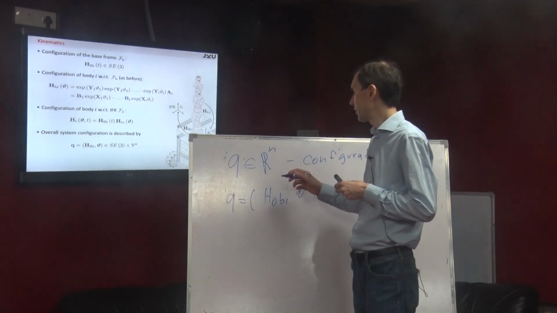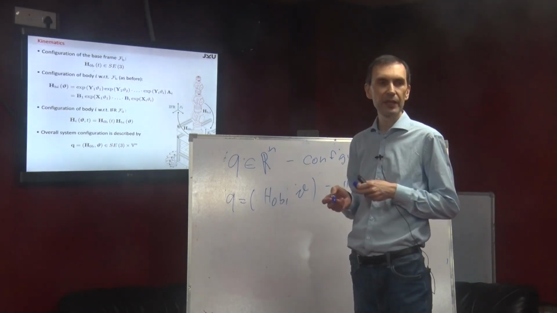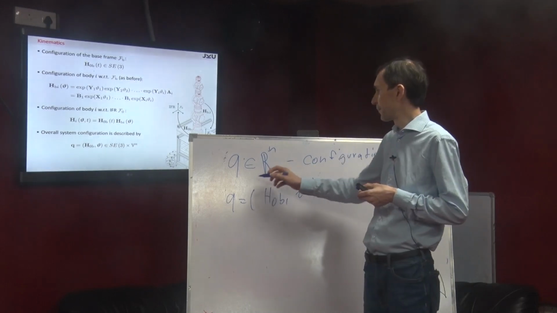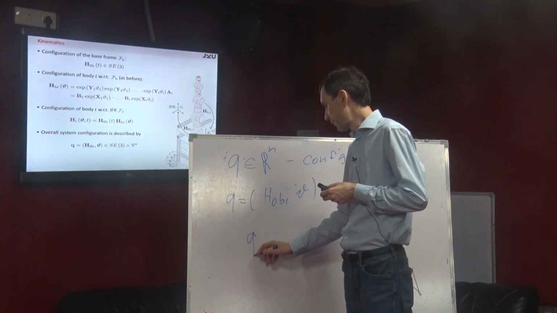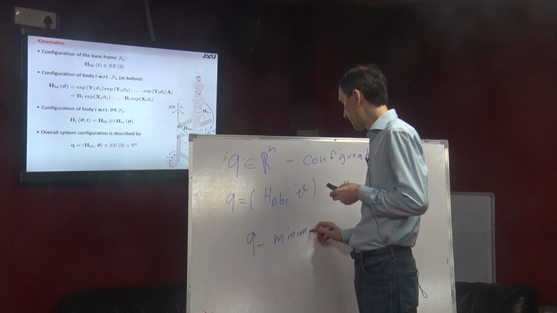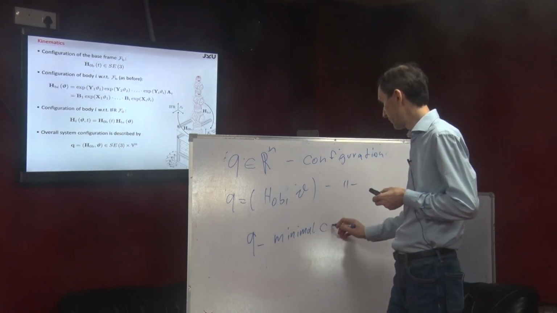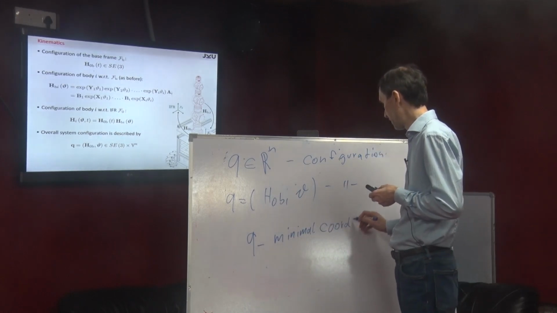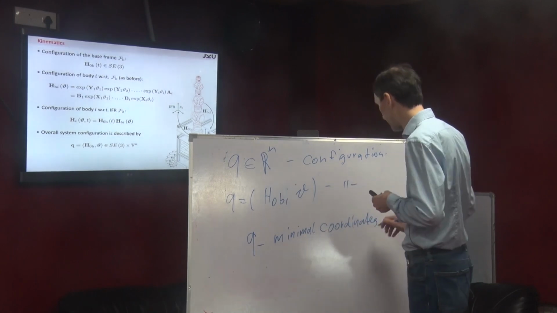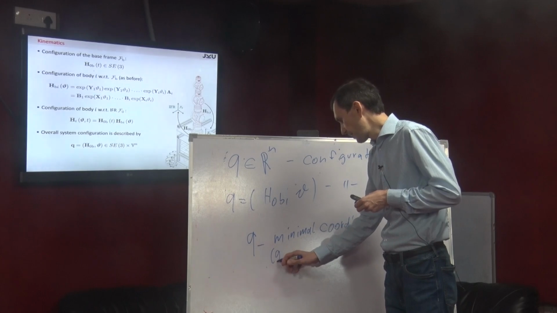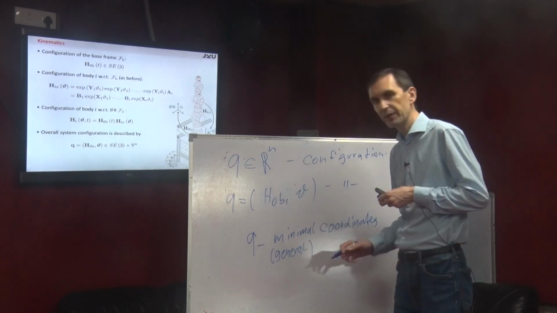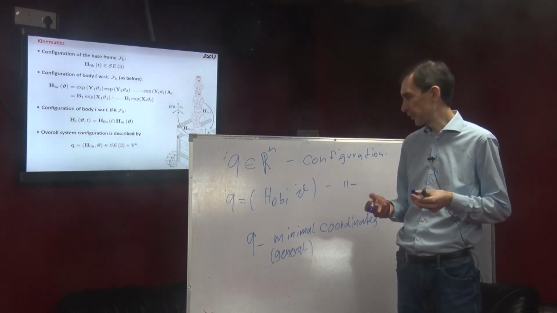This Rn normally gets its name because it's the configuration space, right? These Q's are normally called the minimal coordinates or generalized coordinates. If you look into Lagrangian mechanics, you find all this terminology of generalized coordinates.